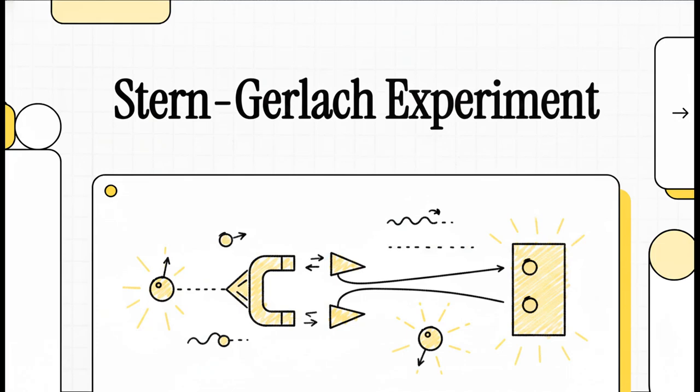Welcome to today's Explainer. We're diving straight into a literal turning point in scientific history, the Stern-Gerlach experiment. This elegantly simple test fundamentally shifted our understanding of how the universe operates at the microscopic level, cracking open a quantum mystery that pretty much birthed modern technology. So let's break down exactly how they did it, step by step.